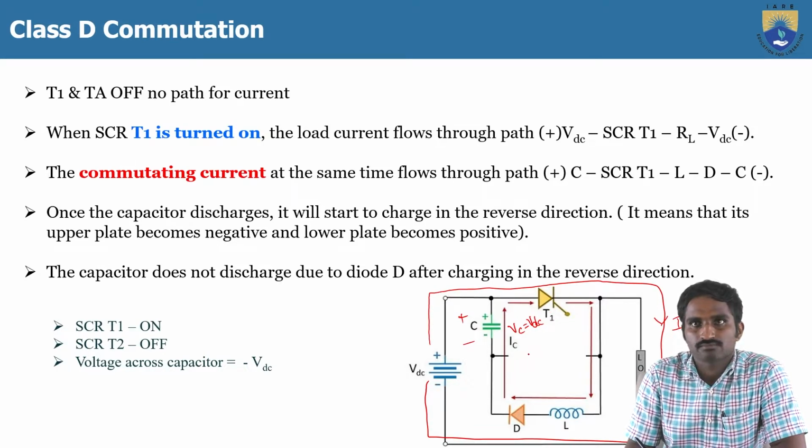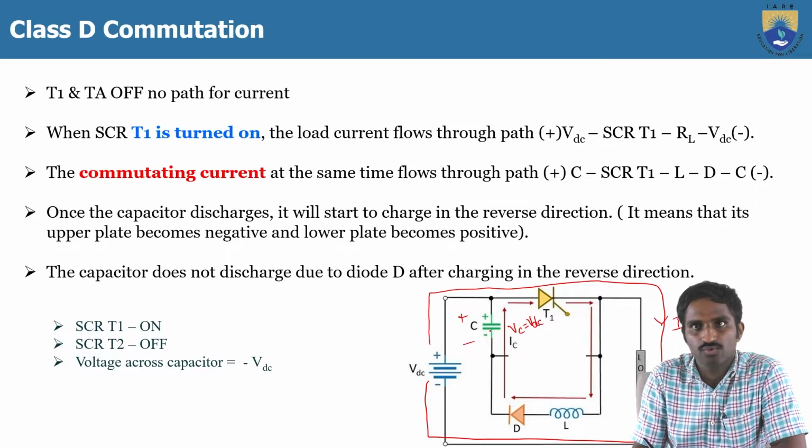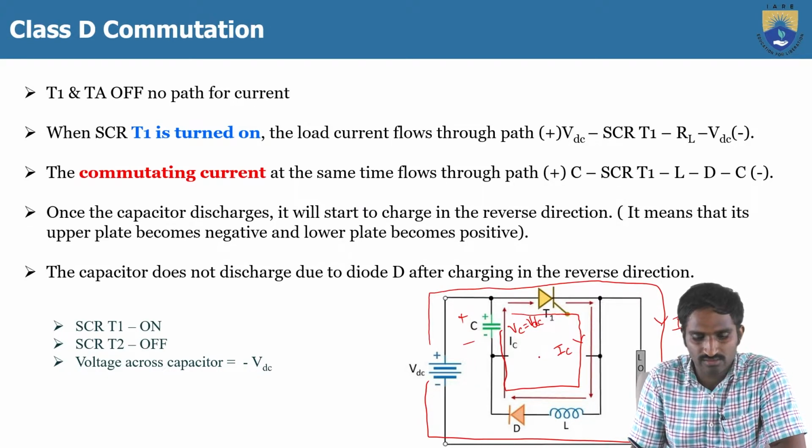Then here, the commutating current, which is actually the capacitor current. This capacitor is now going to discharge. In this case the capacitor will act as a source. The capacitor current is also called the commutating current, and it will flow through the path from the capacitor positive terminal to thyristor T1, to inductor L, through the diode, to the capacitor negative terminal. This is the commutating current.